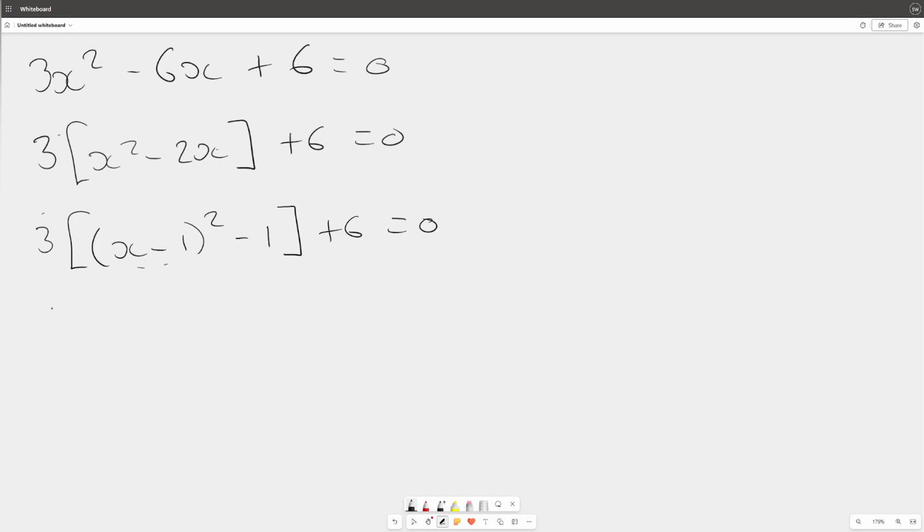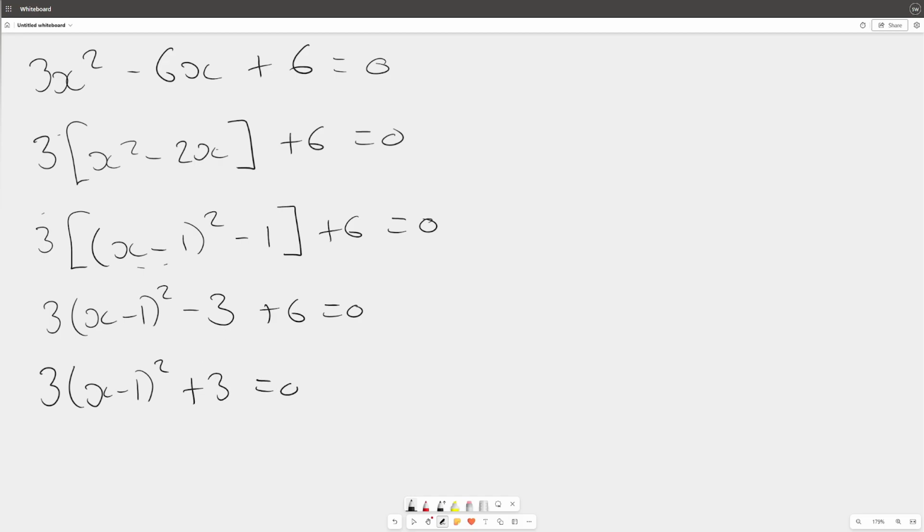I can then expand this bracket to do 3x minus 1 squared minus 3. So 3 times minus 1 is minus 3. And I'm going to add the 6. This is all equal to 0. We can then do 3 times by x minus 1 squared. The plus 6 and the minus 3 become a positive 3 equals 0. Our turning point here is equal to minus a. So minus minus 1 is just 1. And then b, which is 3.